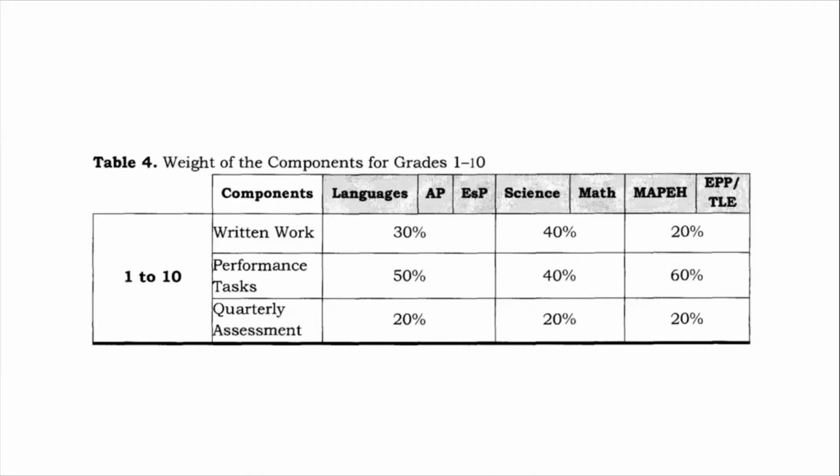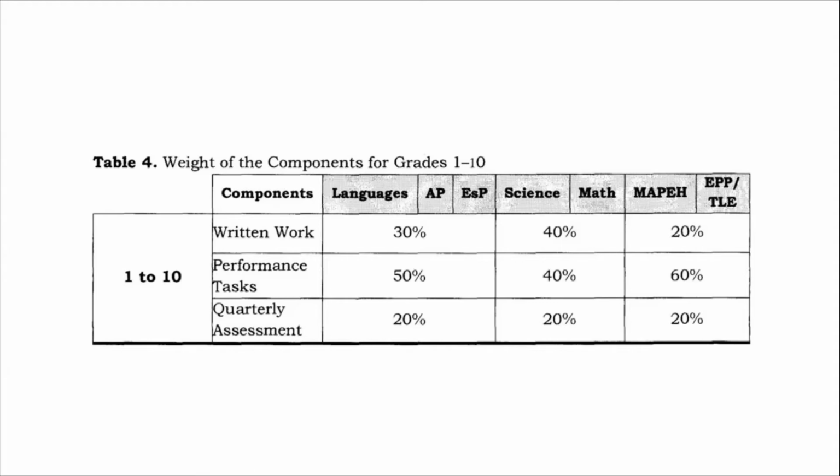For language, Araling Panlipunan and Edukasyon sa Pagpapakatao, the written work is 30%, the performance task is 50%, and the quarterly assessment is 20%. For science and mathematics, the written work is 40%, the performance task is 40%, and the quarterly assessment is 20%. For MAPEH and EPP/TLE, the written work is 20%, performance task is 60%, and then quarterly assessment is 20%.